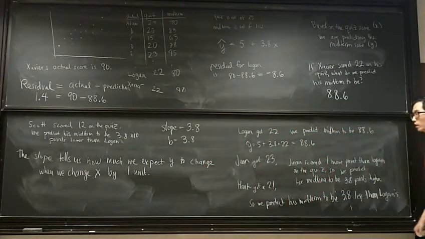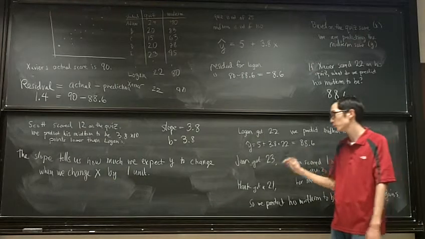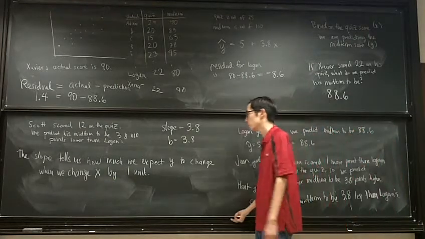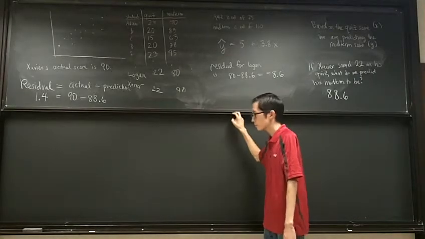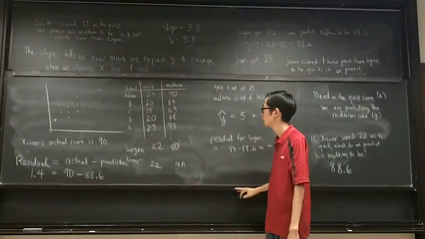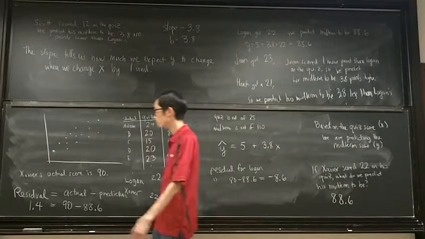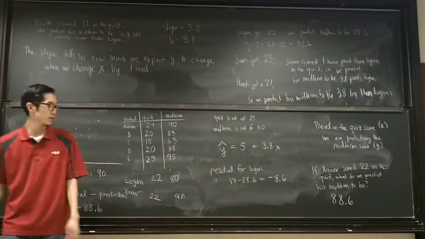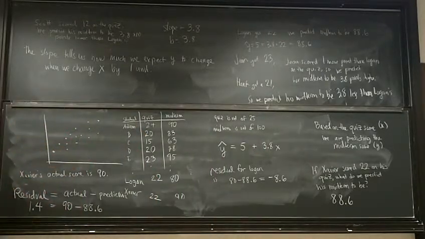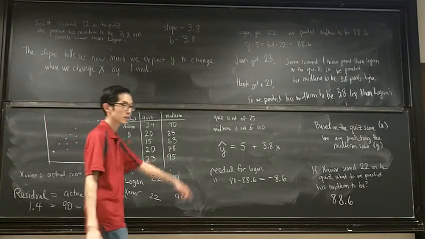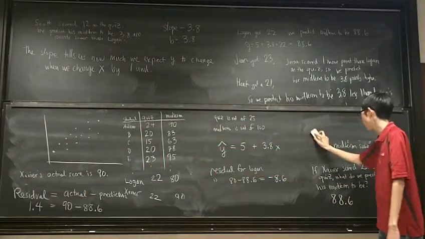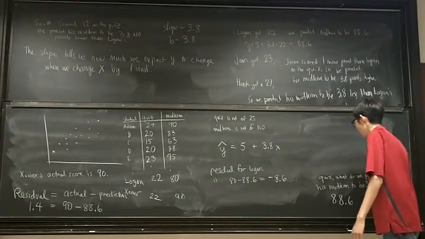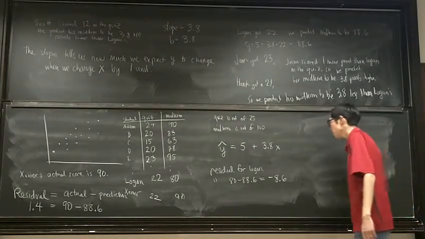So the slope tells us how much we expect y to change when we change x by 1 unit. Alright, what is our intercept then? When we look at this equation, our intercept is 5. What does that 5 mean?